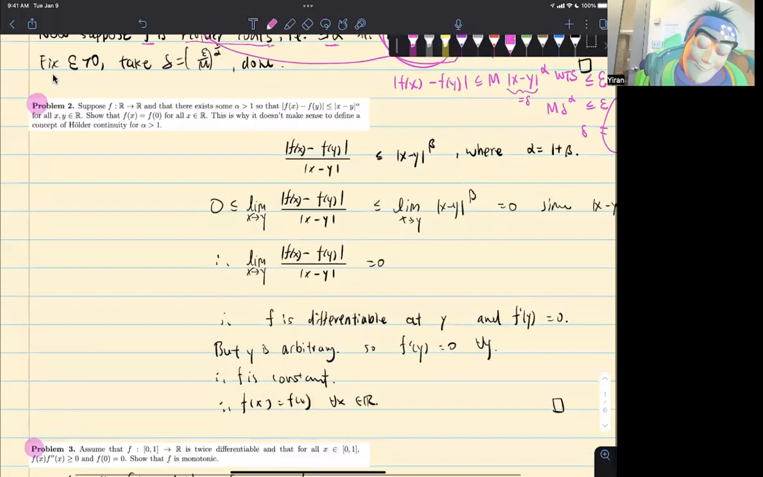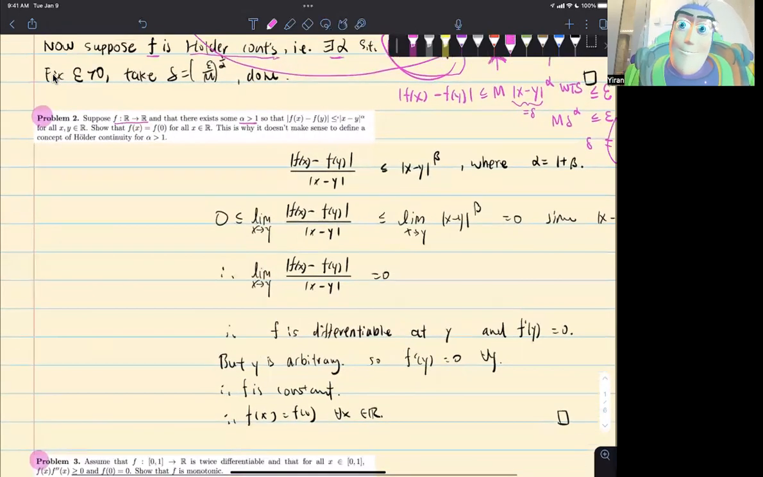Suppose that f is a function from R to R, and there exists some alpha larger than 1, so that we have this inequality. Notice that if you remember the definition for Holder's continuity from problem 1, you should notice that here f is Holder's continuous with parameter m equal to 1 and alpha, for all x, y in R.